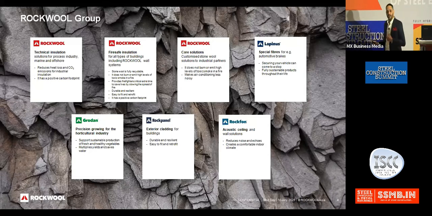The third category that we are dealing in India is Rockwool core solutions. Rockwool core solutions is the insulation that we manufacture for prefabricated sandwich panels. We do not manufacture sandwich panels directly. We manufacture the core, and then we supply it to different OEMs across India who use our material as the core in their sandwich panels, and then they supply to the site.